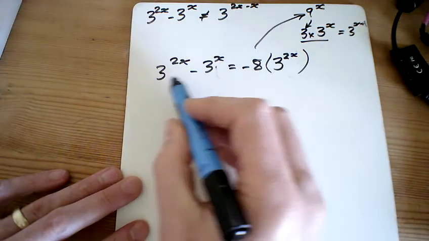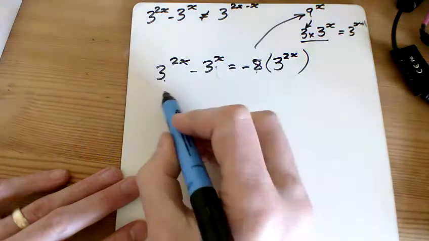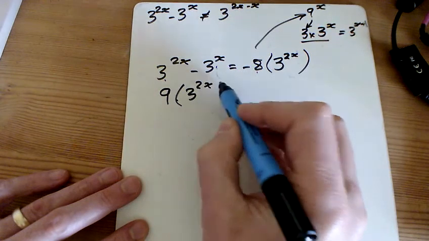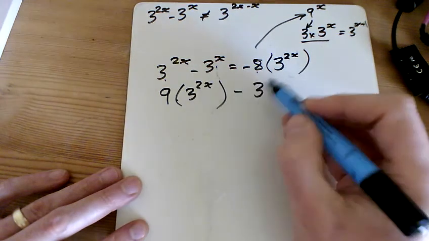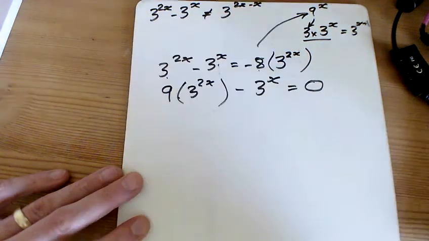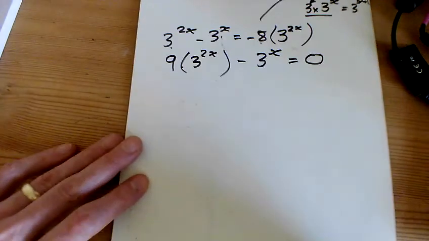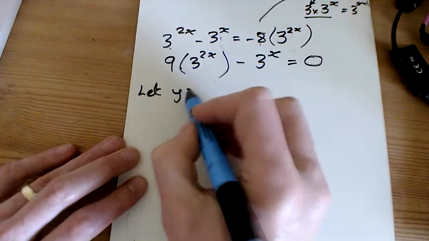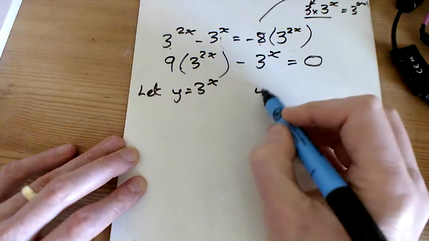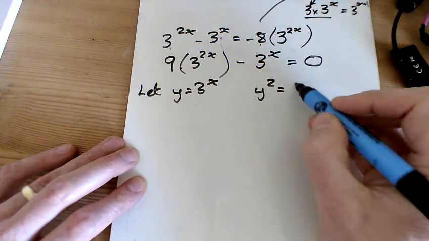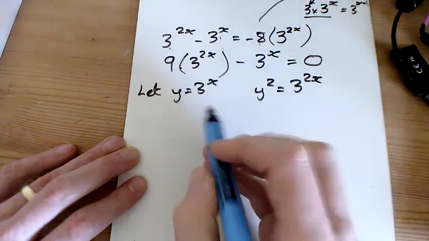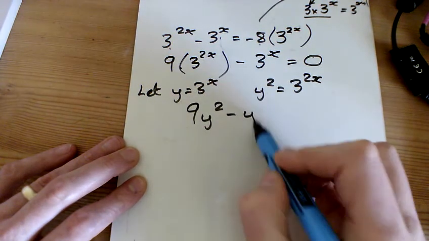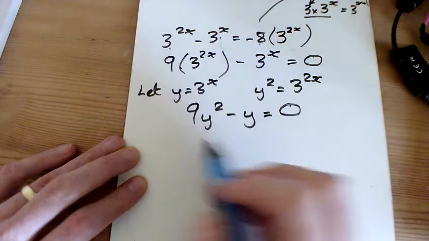Look, there's one of them already there. Add these 8. So I've got 9 lots of 3 to the power of 2x. Take away 3 to the x equals 0. I suppose the nicest way of doing this now then is letting y equal 3 to the power of x, because that means y squared is 3 to the power of 2x. Then we've got 9y squared, take away y equals 0.